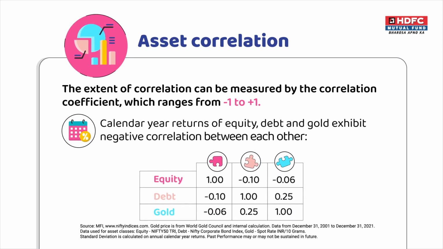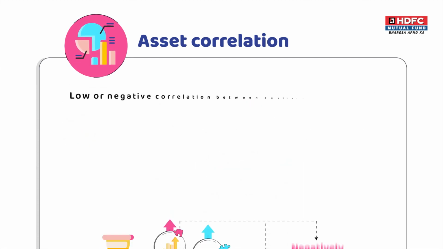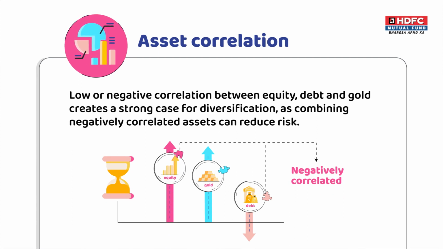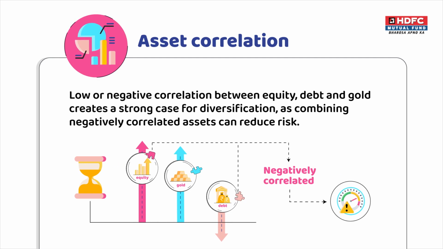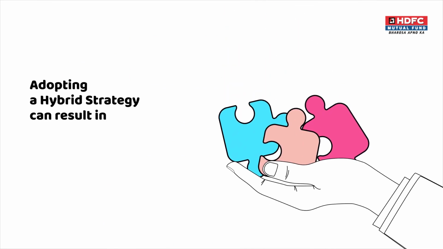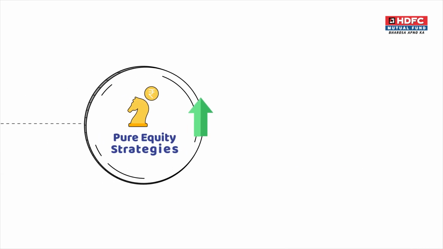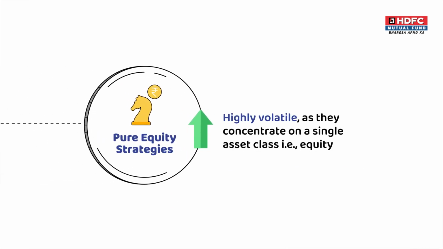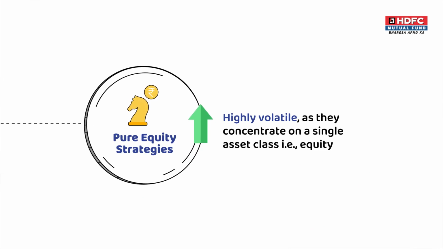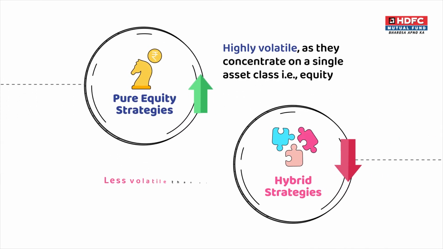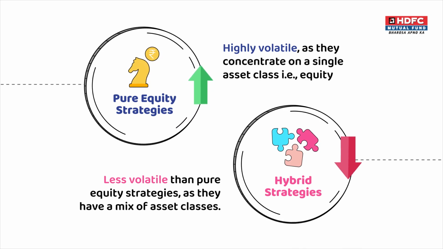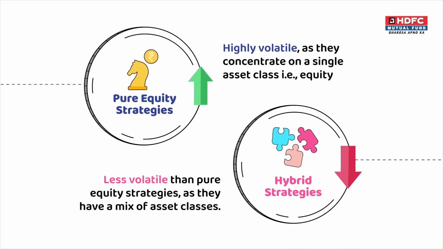Calendar year returns of equity, debt, and gold exhibit negative correlation between each other. Low or negative correlation between equity, debt, and gold creates a strong case for diversification, as combining negatively correlated assets can reduce risk. Adopting a hybrid strategy can result in low volatility. Let us understand how. Pure equity strategies are highly volatile as they concentrate on a single asset class, that is, equity. Hybrid strategies are less volatile than pure equity strategies as they have a mix of asset classes.